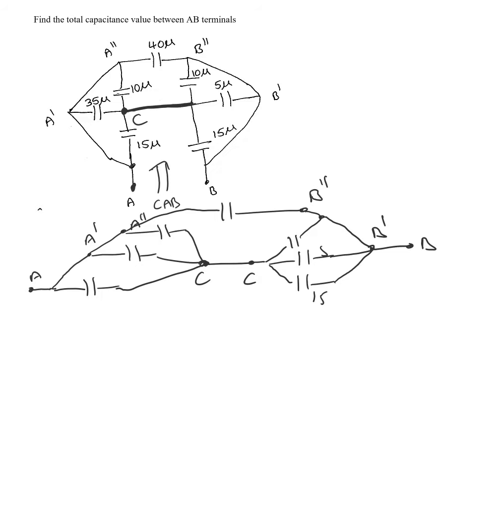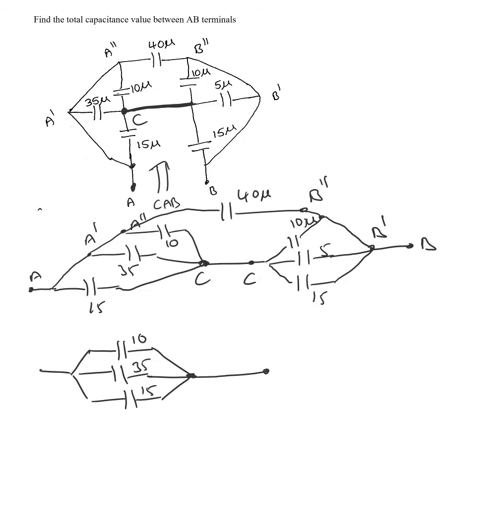So this is 15, 5. Make sure that you label them exactly how you transform the circuit. Okay, this is 15, 35 and 10. So to make it a little bit better, I'm going to redraw the circuit diagram again, so I can clearly see these three capacitors are in parallel. So this is 10, 35, 15. Now it's a short circuit. Again, these three capacitors are in parallel.